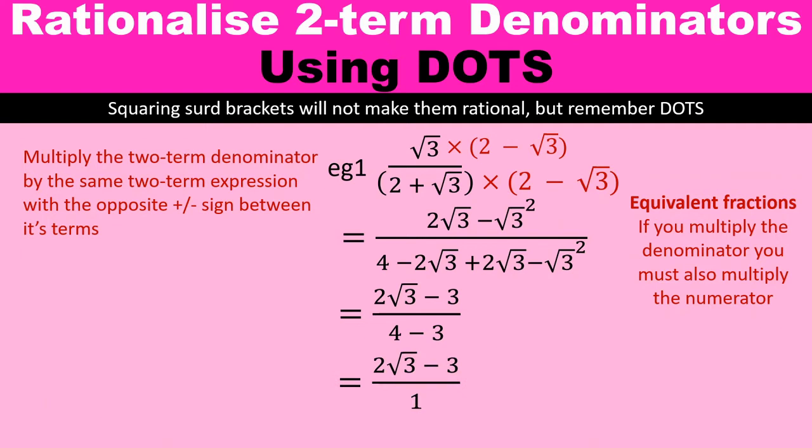In fact, any value over 1 will remain the same. So I could simply say that 2 root 3 minus 3 over 1 is the same thing as 2 root 3 minus 3. So I've rationalized the denominator, and I even managed to take it one step further to eliminate the fraction altogether. This will not always happen, but if it does, make sure you simplify as much as possible.